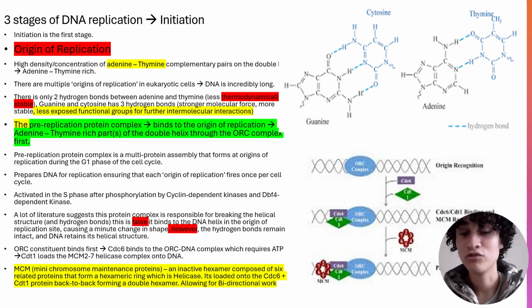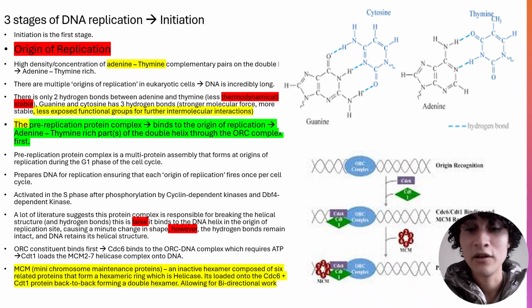double helix, and there are multiple origin of replication sites in the DNA double helix because it's a very long helical structure. Now, as I said before, the adenine thymine complementary pairing, that purine adenine and pyrimidine thymine, only has 2 hydrogen bonds compared to cytosine and guanine, making it less thermodynamically stable. As we know, guanine and cytosine contribute massively towards the thermodynamic stability of DNA, whereas adenine and thymine only have those 2 hydrogen bonds.